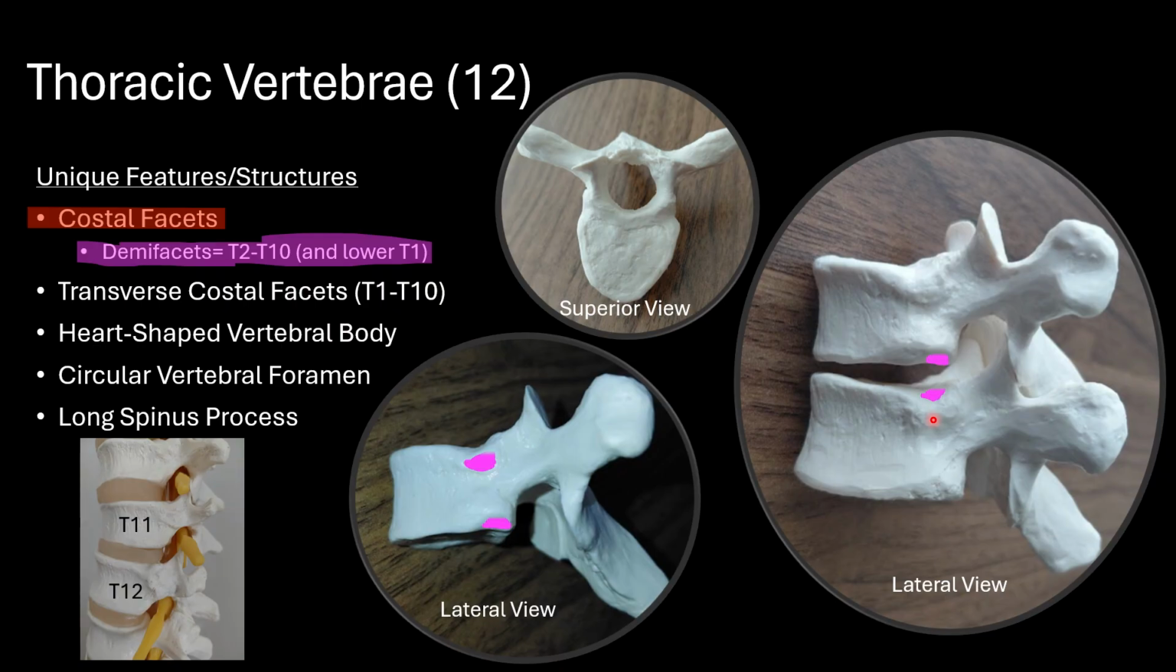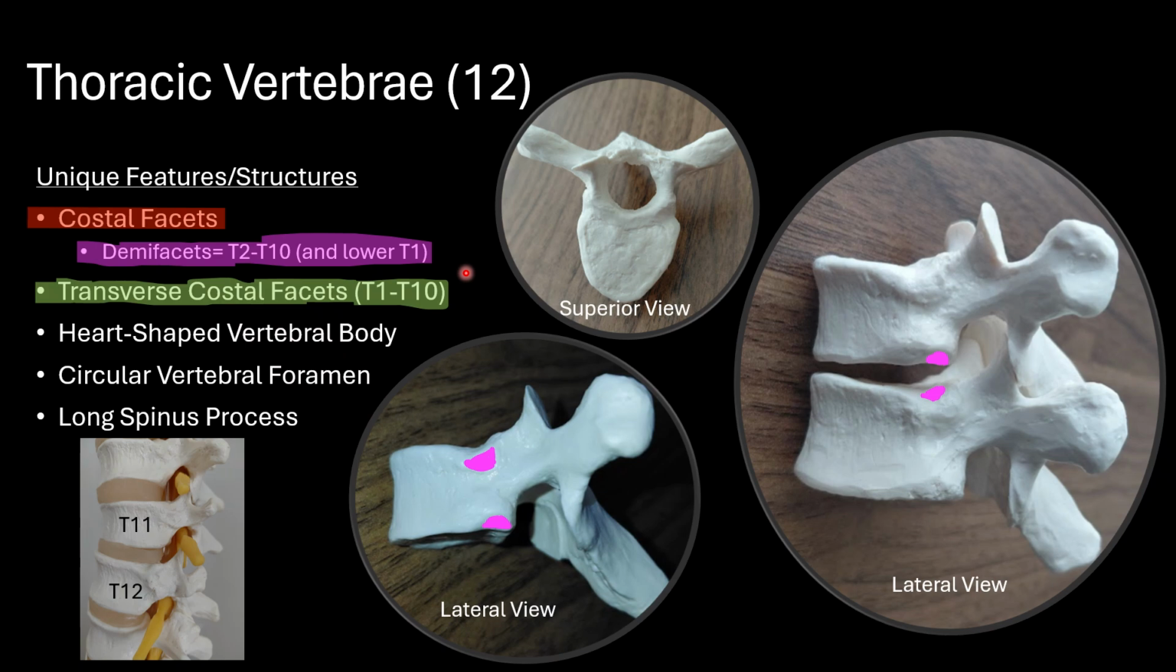These are going to be referred to as demifacets. That's because one rib head sits right here and articulates with both the upper and lower facet. We will see full costal facets of the upper rib for T1 as well as T11 and T12, but we'll come back to both of those.